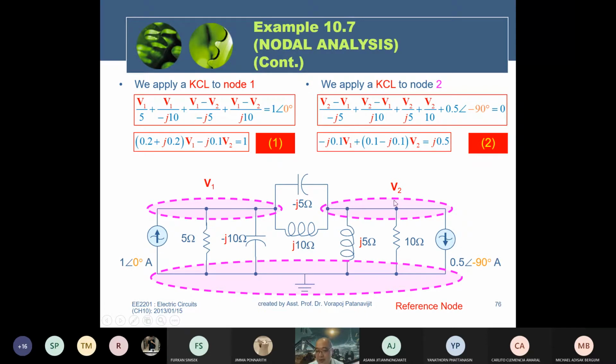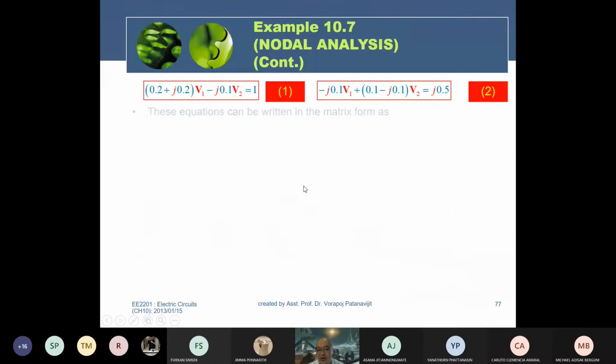Here, V2 minus 0 divided by j5. V2 minus 0 divided by 10. Okay, you get two equations, two unknowns, and you can solve it.